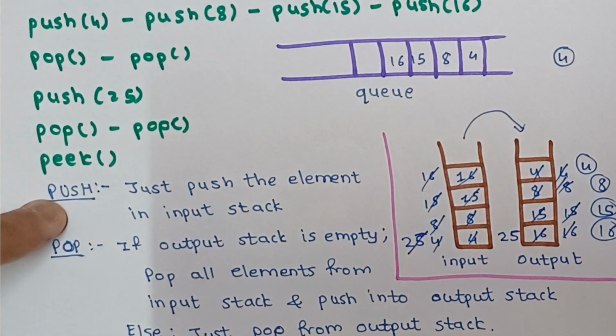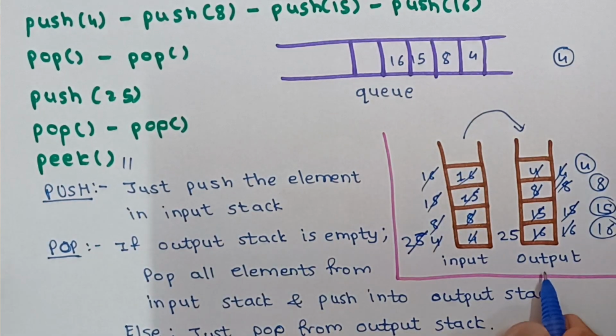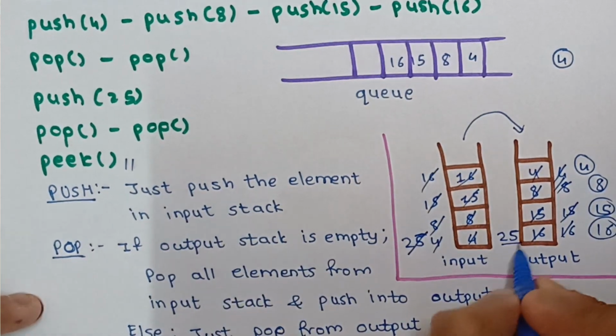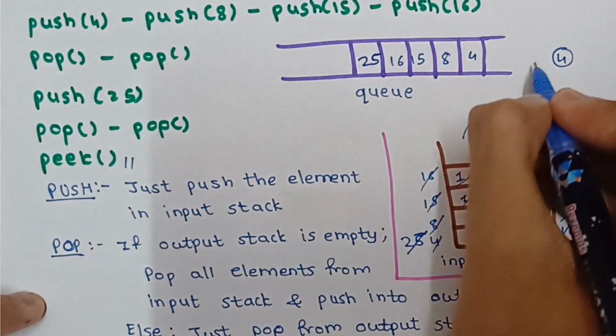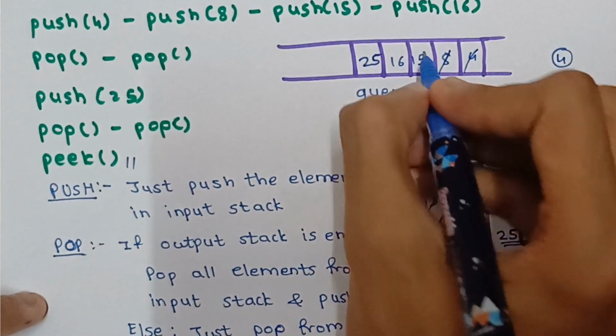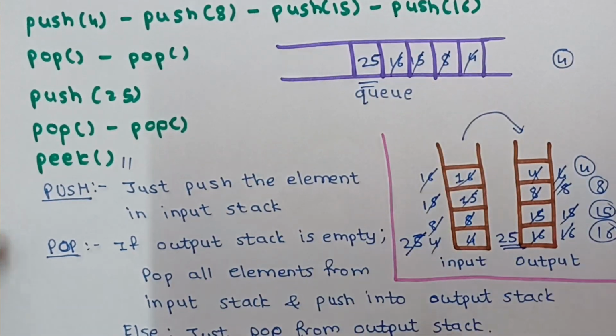Now here a peek operation is given, so we peek from the output stack. The peeked element from the output stack is 25. Here also 25 was added. All these are removed, popped. Now the peek element is 25 and in the stack there is also 25.